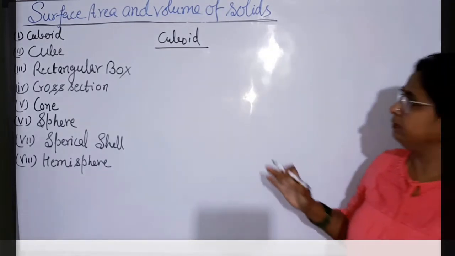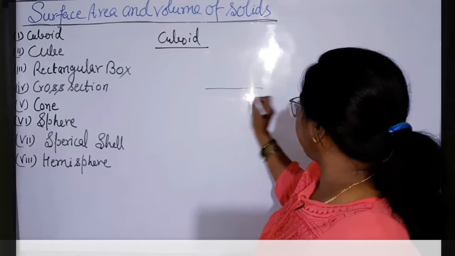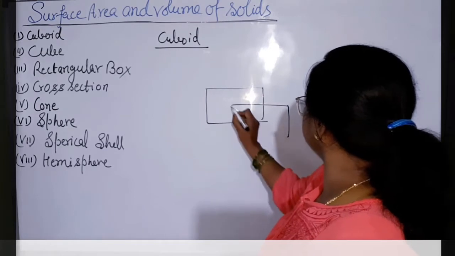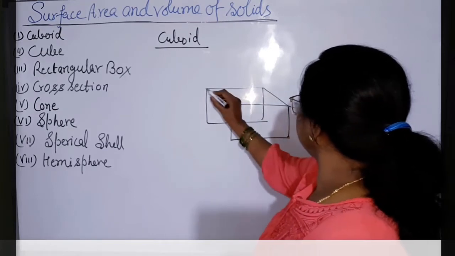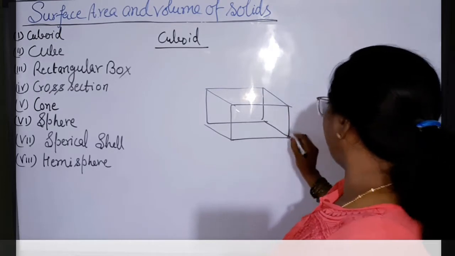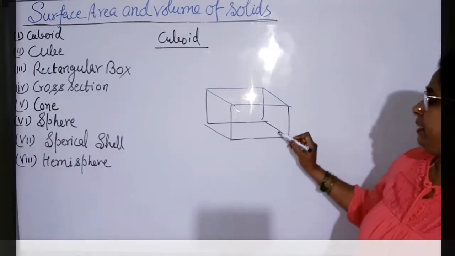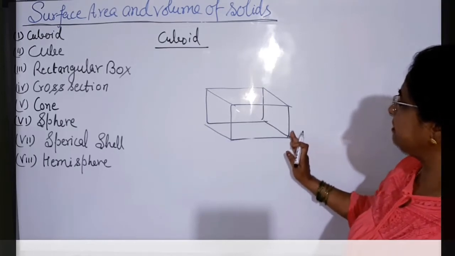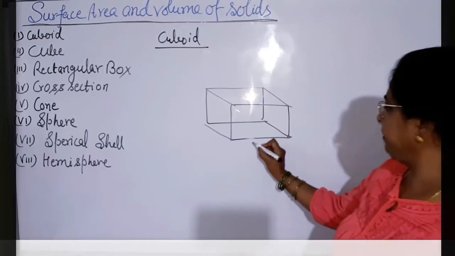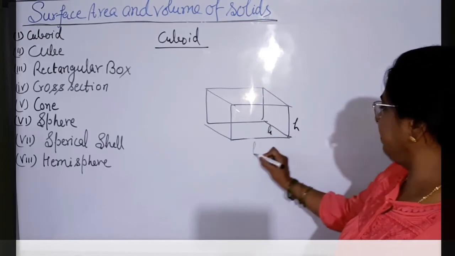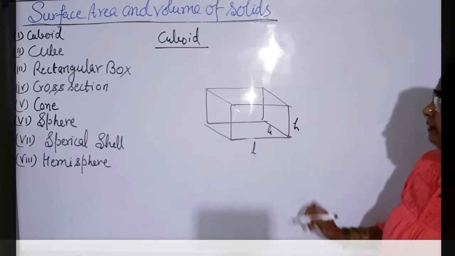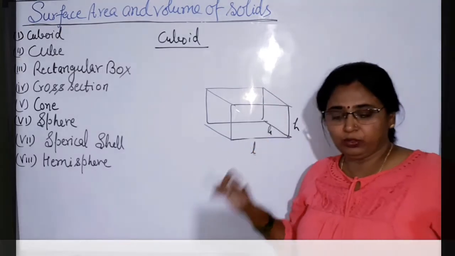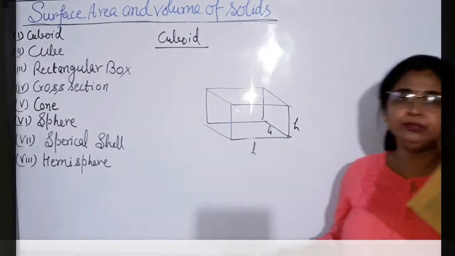A cuboid has a rectangular base, in which the base is a rectangle, and three-dimensional means height is also given. This is a cuboid: length, breadth and height. Then, how many surfaces are in a cuboid? This example is for a cuboid.